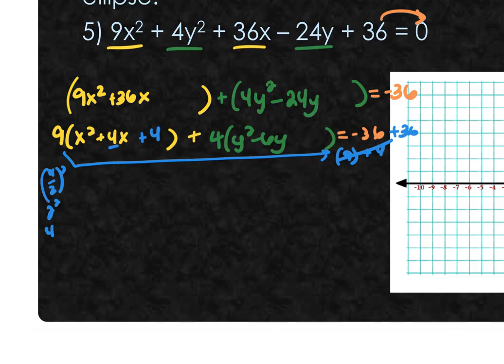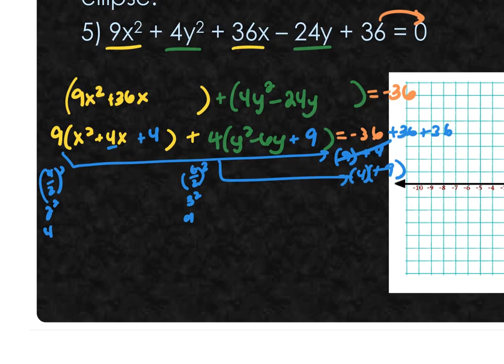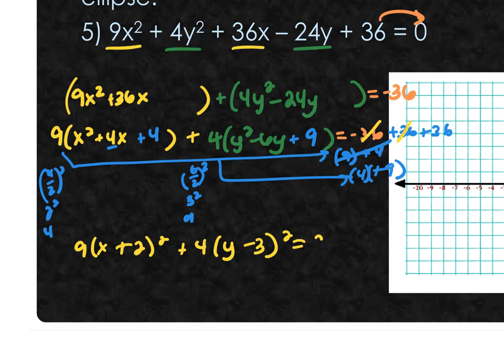Do the same thing with the second one. 6 divided by 2, that's 3. 3 squared is 9. I'm going to add the 9 inside the parentheses. And then before I add it to the other side, multiply times the 4 this time, which means I'm adding another 36. So the 9 stays on the front, square root first, square root last, take the sign from the middle, and you get 9(x plus 2) squared and 4(y minus 3) squared equals negative 36 and positive 36 canceled out. And then it's just 36.